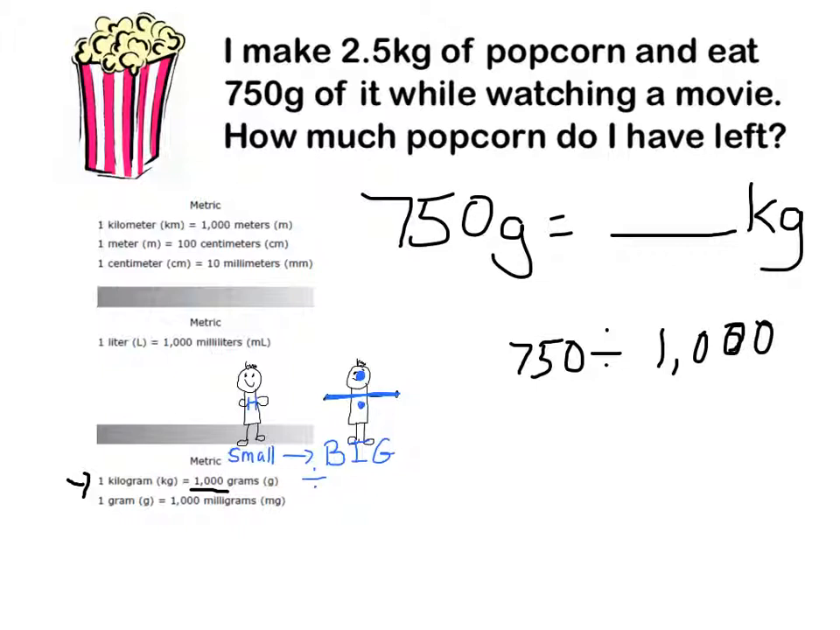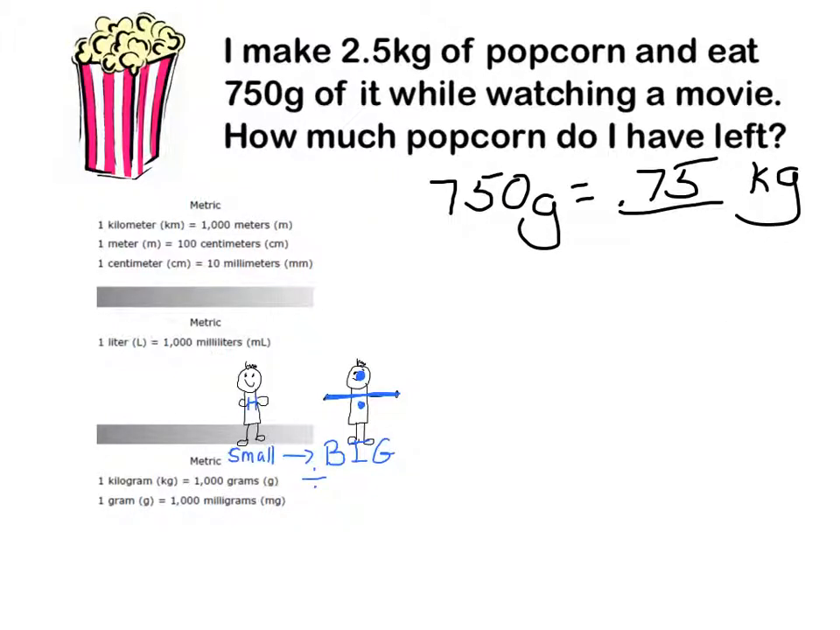Now don't freak out on this, we'll just use our little decimal point trick here. The 750, there's that implied decimal at the end of numbers. We see 3 zeros, which means we're going to move 3 times, and this time to the left because when you divide you have a smaller number. So 1, 2, 3. So our answer here will be 0.75 kilograms. You can go ahead and add that 0 if you want to, but it's not necessary.